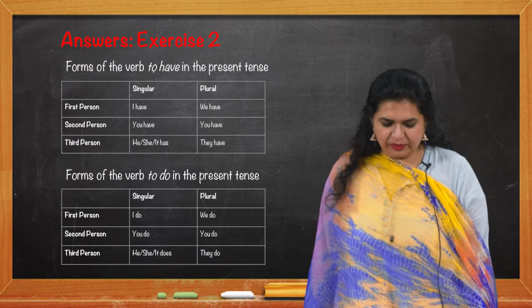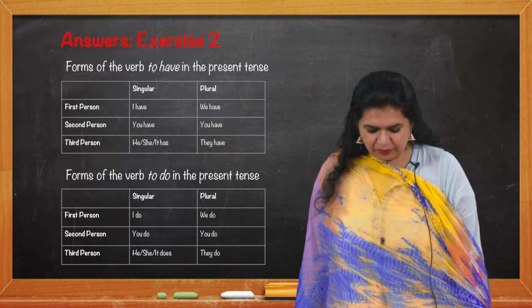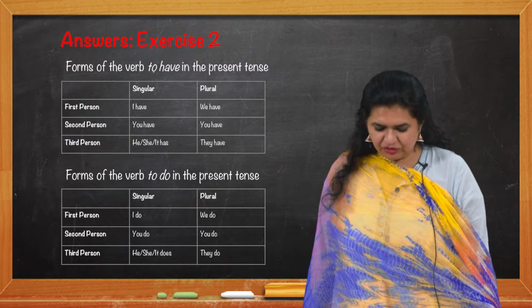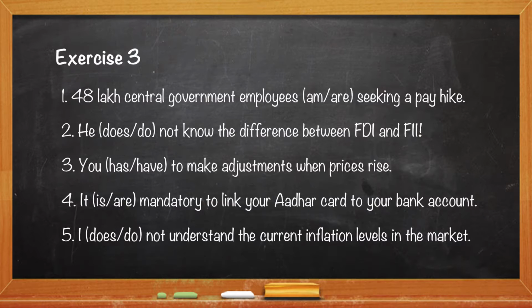And look at the forms of the verb to do in the present tense. First person, I do, plural, we do. Second person, you do, plural, you do. Third person, he, she, it does, plural, they do. Those are the conventions. Let us look at the third exercise. First, 48 lakh central government employees are seeking a pay hike. Second, he does not know the difference between FDI and FII. Third, you have to make adjustments when prices rise. Fourth, it is mandatory to link your Aadhaar card to your bank account.